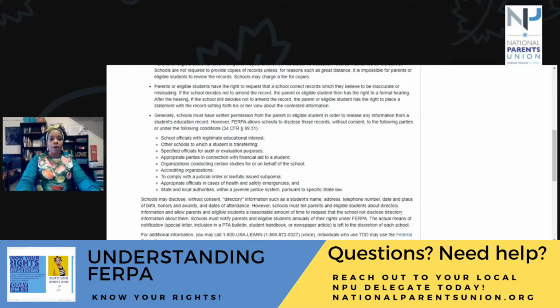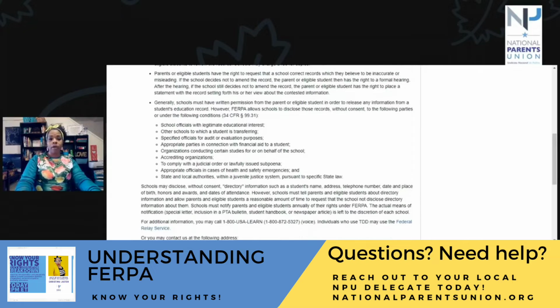Here are the following parties under the following conditions, right? So here it says, school officials with legitimate educational interests, other schools to which a student is transferring, specified officials for audit or evaluation purposes, appropriate parties in connection with financial aid to a student, organizations conducting certain studies for or on behalf of the school, right? Check that out. What organizations and affiliations are we talking about?